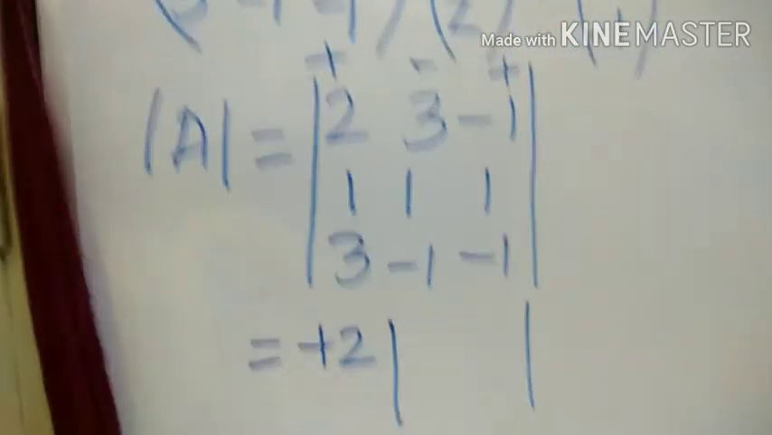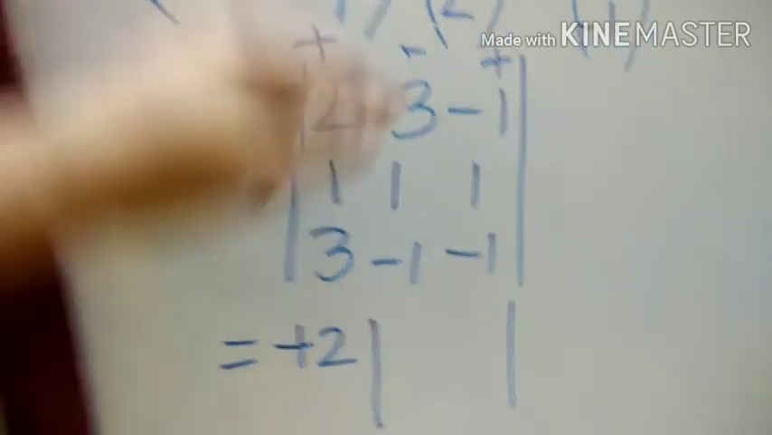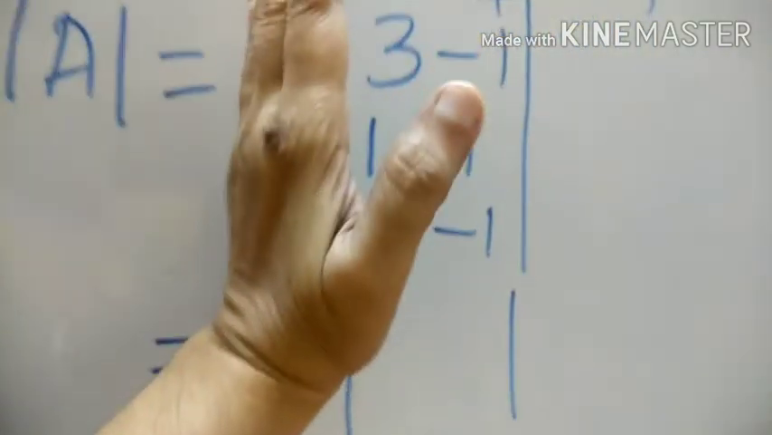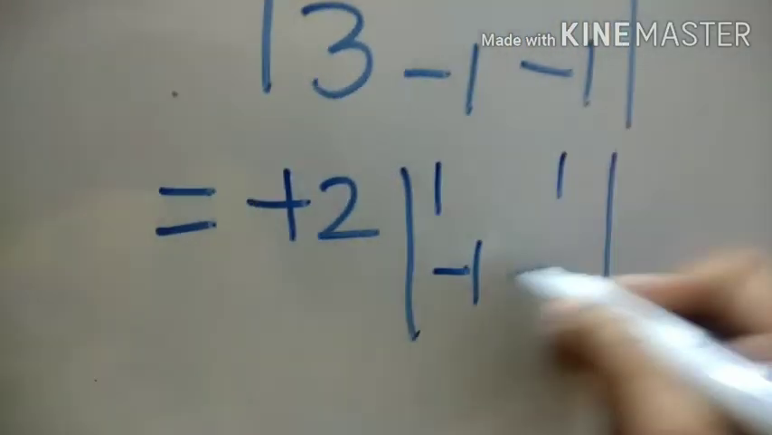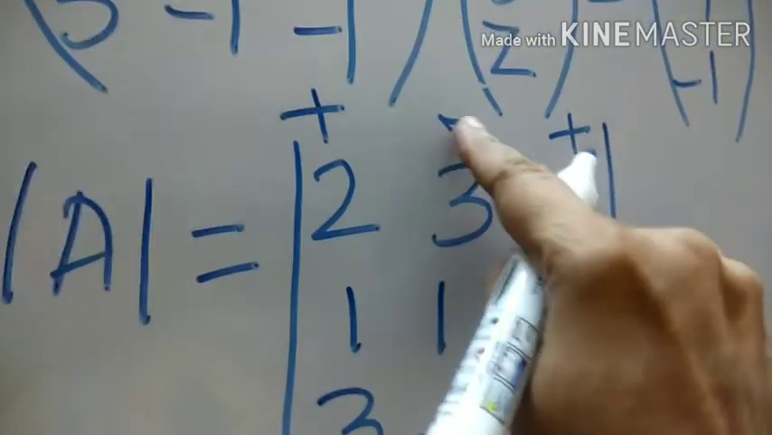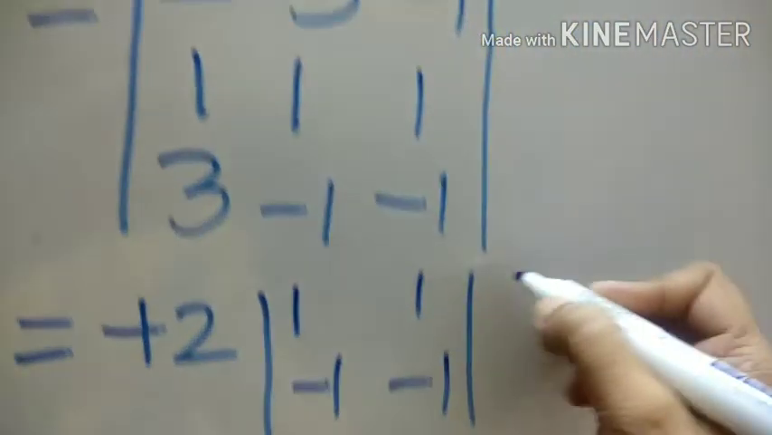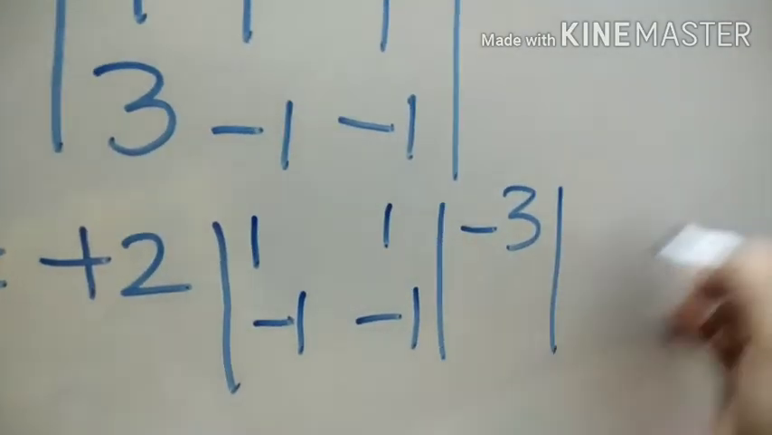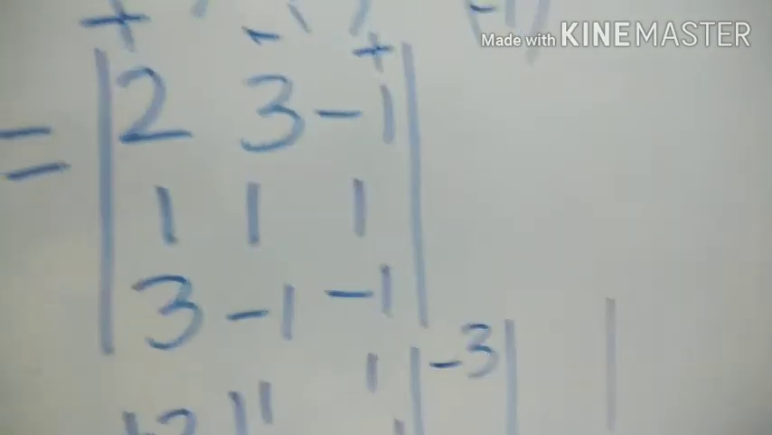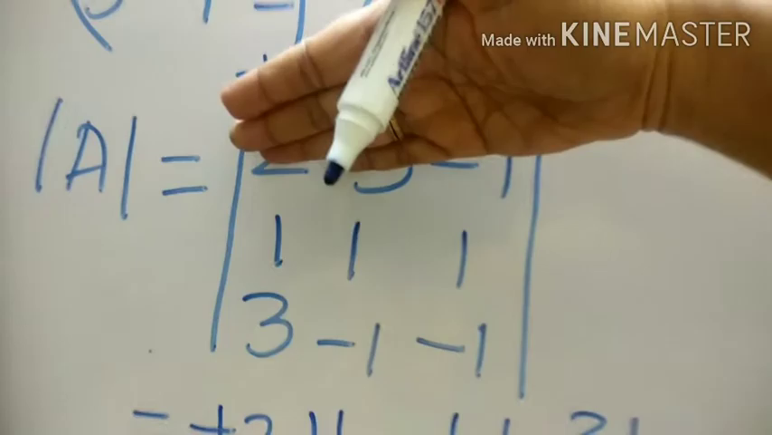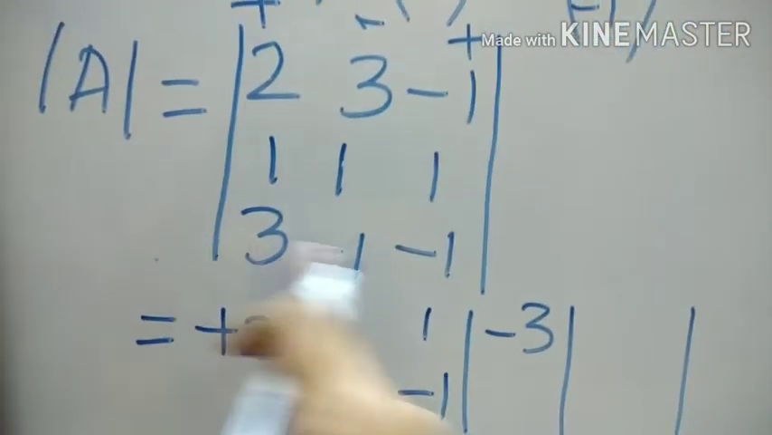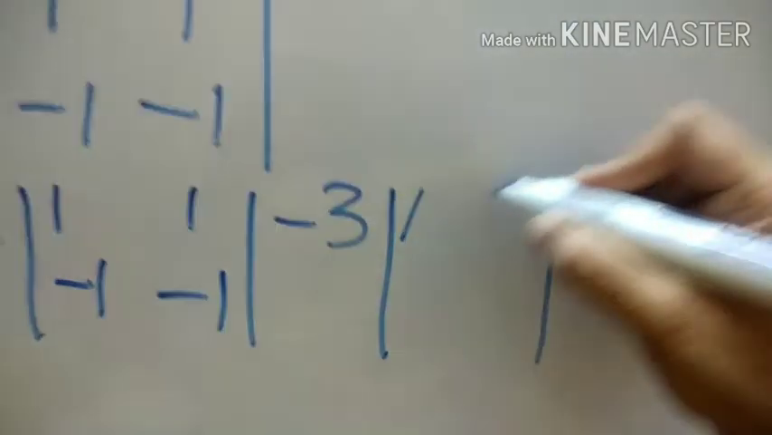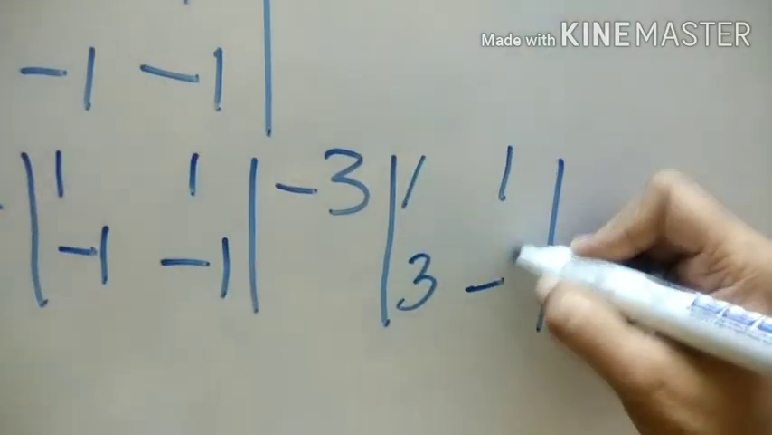So when I have plus 2, where is 2 coming? Here. Hide the row, hide the column. So what is remaining? 1, 1, minus 1, minus 1. The second number I have minus symbol and 3. So we write minus 3 into. Again hide the row, hide the column. So here 3 is coming, hide the row, hide the column. I am left with 1, 1, 3, minus 1.